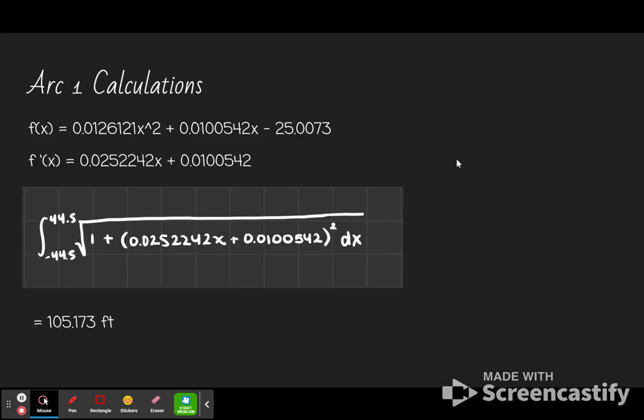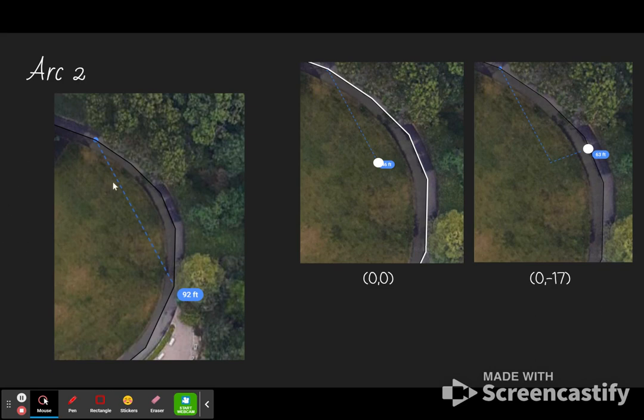And then I took those coordinates and plugged them all into a quadratic regression calculator. And this is the formula it gave me for f(x). And then I simply took the derivative of that and plugged it into the arc length equation. And the result I got was that arc 1 is 105.173 feet.